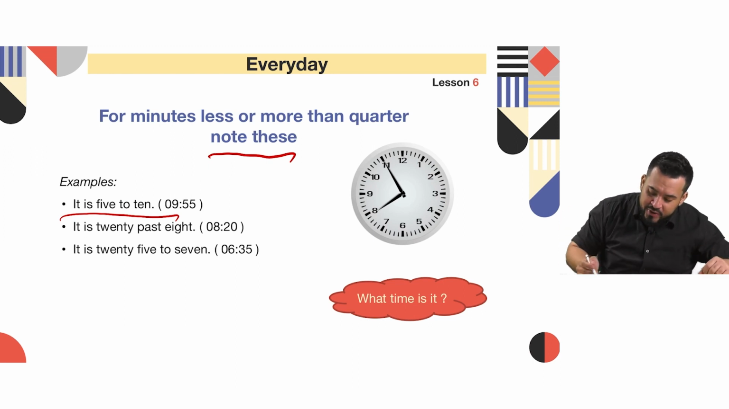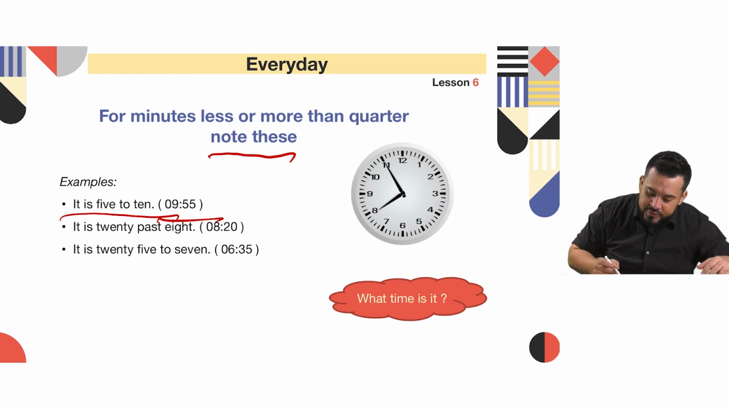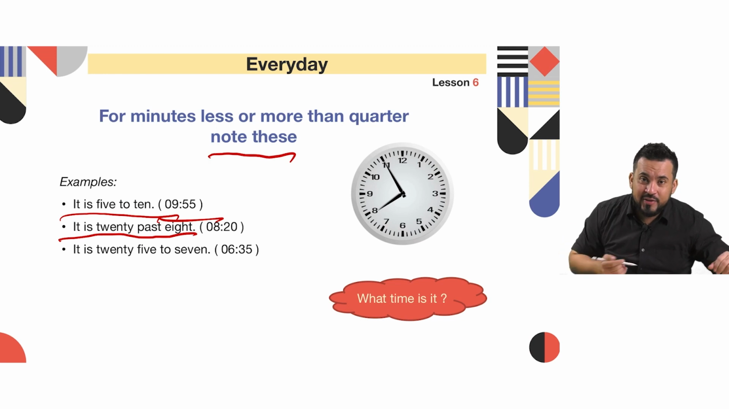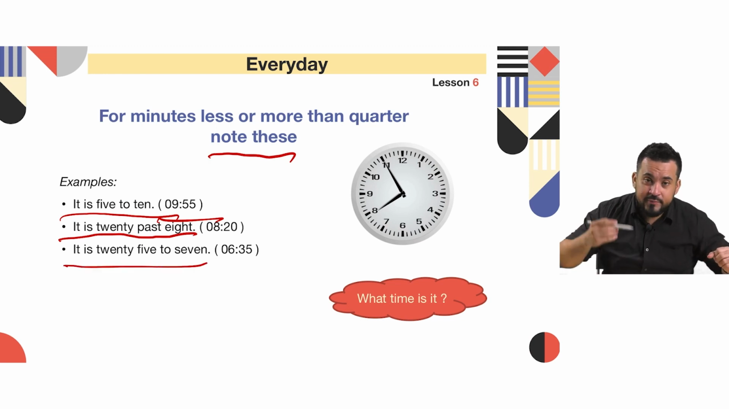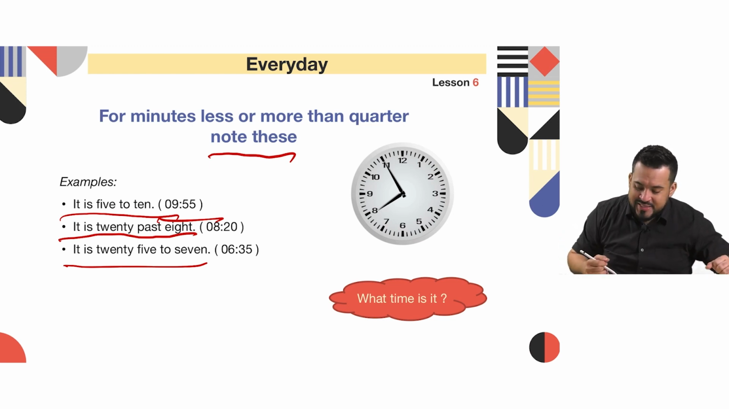Or we can use the American way and say it's 9:55. If it's 20 past 8, it means 20 minutes after 8 o'clock, or we can use the American way, 8:20. It's 25 to 7. That means it's 25 minutes before 7 o'clock. Or we can use the American way, 6:35.